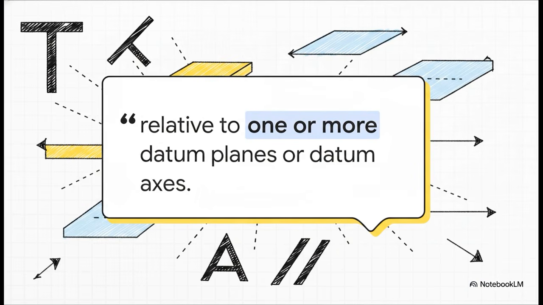I actually want to read this exact quote directly from the ASME Y14.5 standard, where it defines orientation. It says, these conditions must exist, quote, "relative to one or more datum planes or datum axes," end quote. This is the absolute, non-negotiable rule of orientation tolerances. You cannot, under any circumstances, use perpendicularity, angularity, or parallelism on a feature control frame without referencing at least one datum. It just doesn't work.